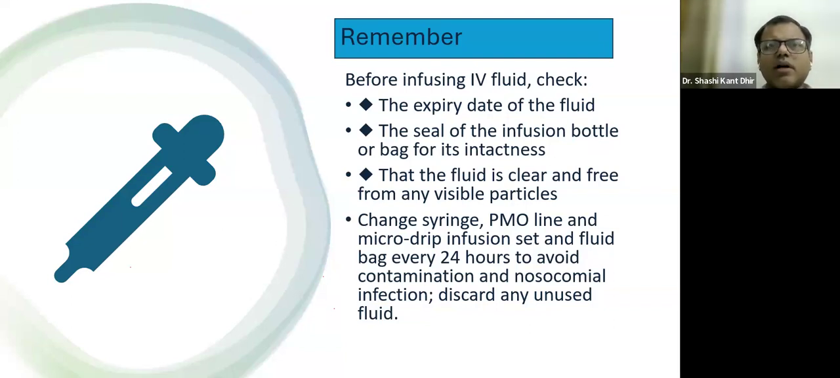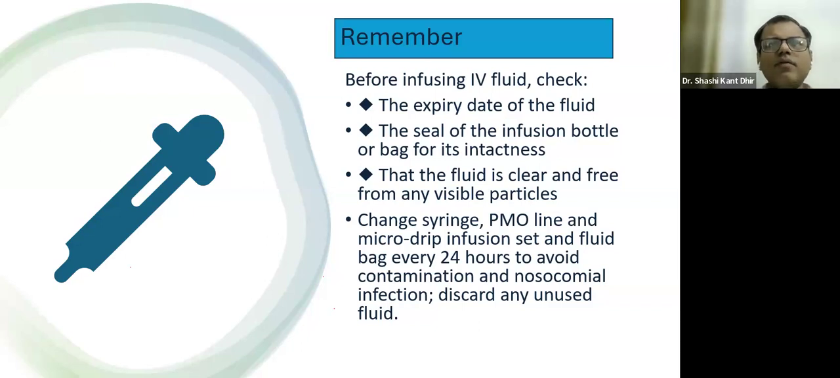So after 24 hours, the PMO line, the syringe, as well as the fluid and the connecting line should be changed ideally. If there is scarcity of the medicine or if there are logistic issues, still we should change it every 72 hours. So it is very important. Even if extra fluid is there, we should not use that fluid for the baby the next day or whenever the time we have decided.